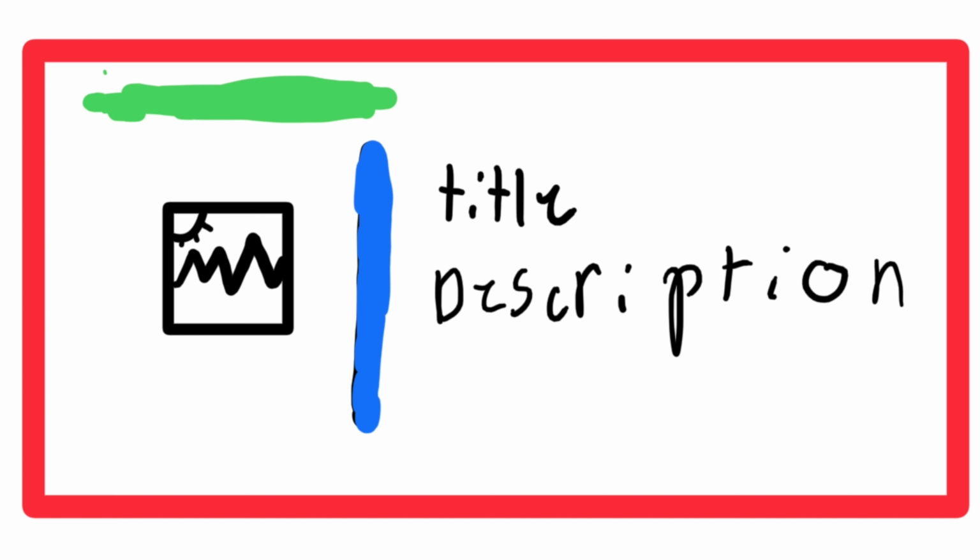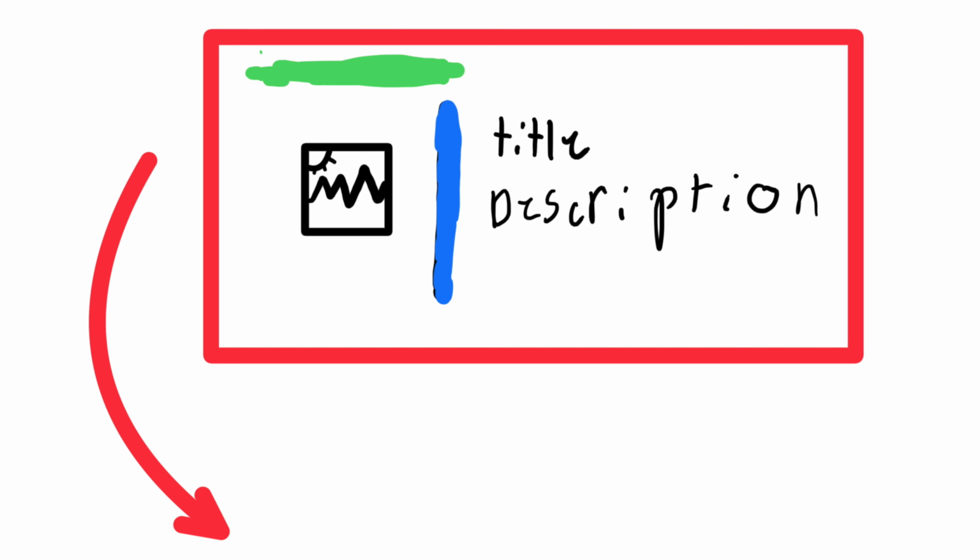So this is the cell inside our list, and the cell is basically the content inside each section of the list. Now we duplicate the cell to match how many cells we should have in a list.